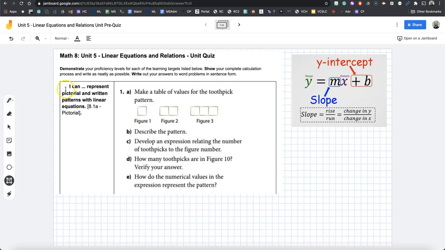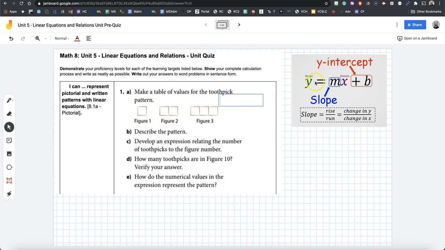The bullseye disappeared somehow, but it does say, I can represent pictorial and written patterns with linear equations. All right, so our first job is to find some text, and let's start making a table of values.